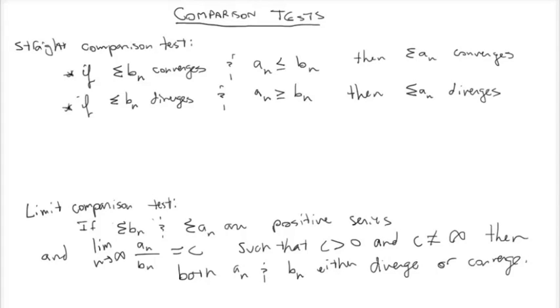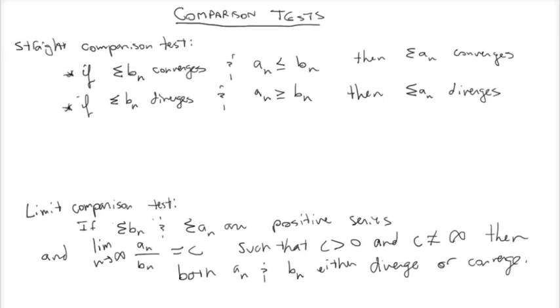Hey, so this is Joe, and this is the third video of the 11th chapter of Stewart's Calculus, and we're going to be talking about comparison tests for finding the convergence or divergence of infinite series. So, we've got two kinds of comparison tests. We've got the straight ahead, straight down the line comparison test, where you just compare the convergence and divergence of two series, and then you've got the limit comparison test.